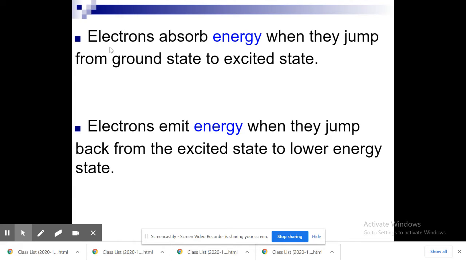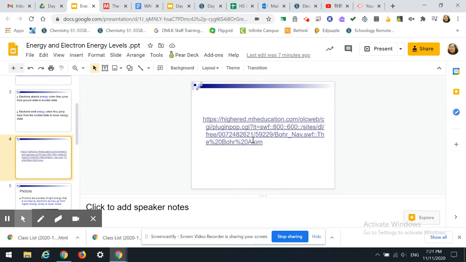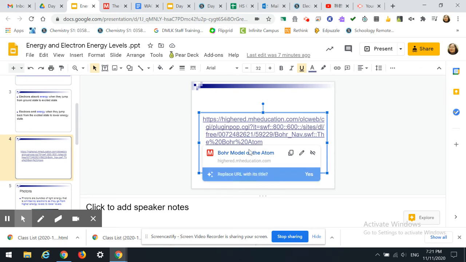So to summarize, electrons absorb energy, meaning receive energy, and they can jump from the ground state to the excited state. But it won't stay in the excited state. It will automatically come back to a lower energy level. Just like when we jump into the air, we won't stay there. We will come back automatically. The same thing happens for the electrons.